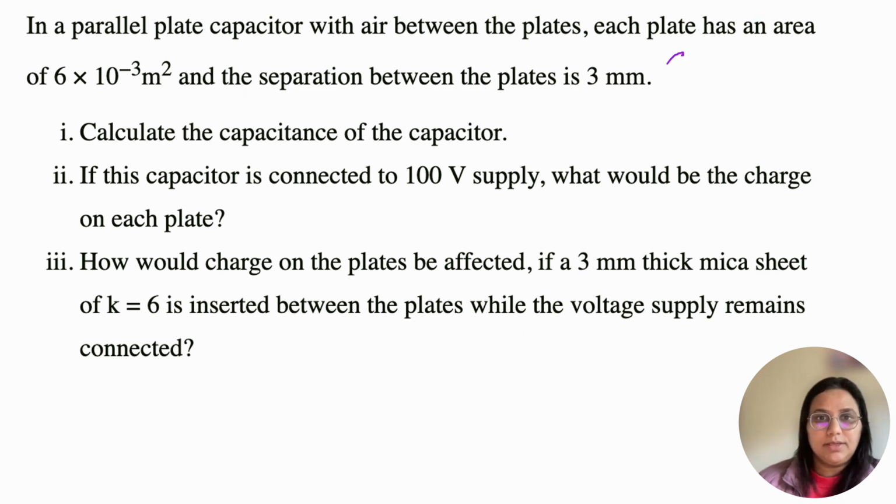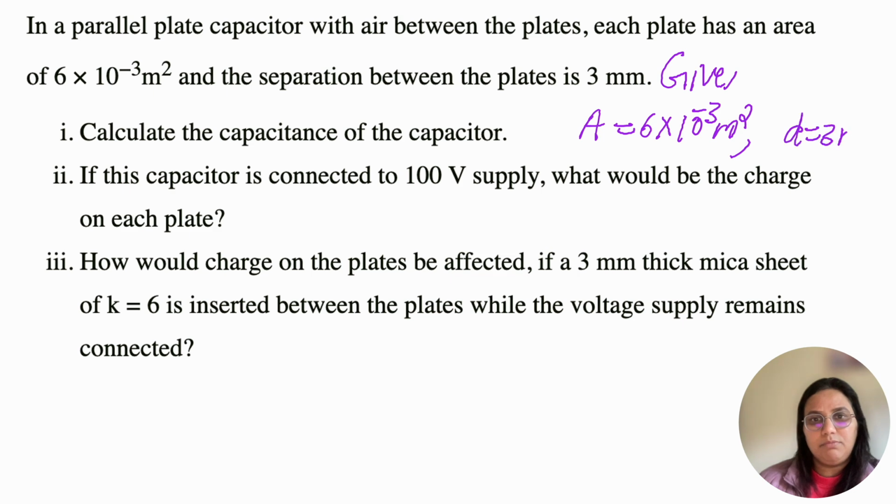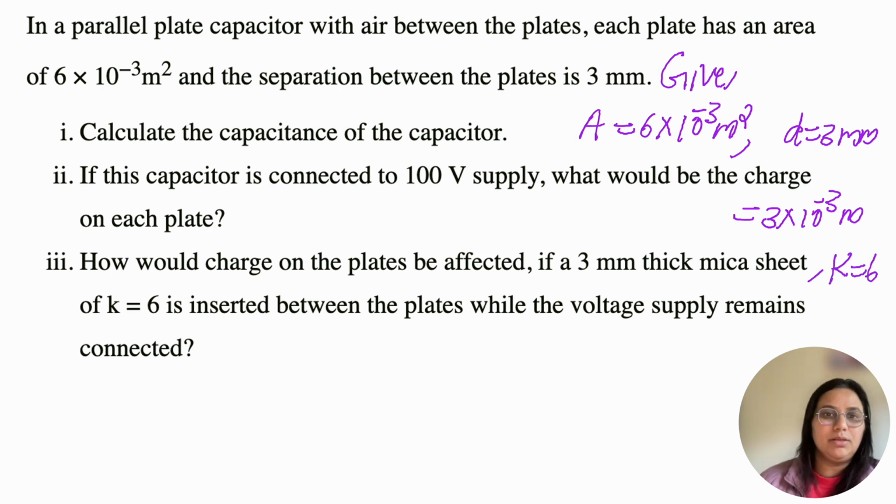So here what is given? As per the question, A is equal to 6 into 10 power of minus 3 meter square, and D is equal to 3 millimeter, convert into meter, which is equal to 3 into 10 power of minus 3 meter, and dielectric constant K is equal to 6. These are the parameters given. Voltage is equal to 100 volt.